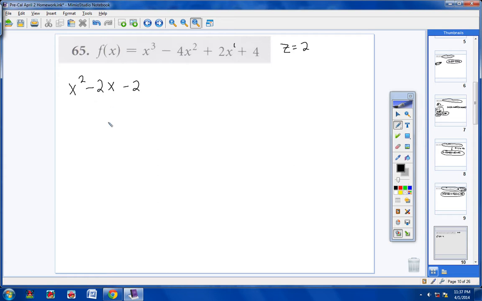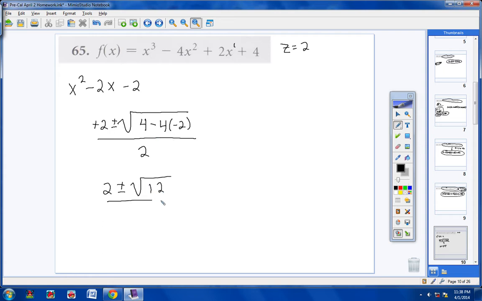Negative b, well, b is already a -2, so negative -2 is a positive 2. And then plus or minus the square root of b squared. If you square a -2, you get 4. And then minus 4ac. So minus 4. And then a times c, 1 times -2 would be -2. All over 2a, 2 times 1 is 2. Now if you simplify the radicand, that's the part under the radical, you would multiply 4 and 2, that's a positive 8 plus 4 is 12, all over 2.